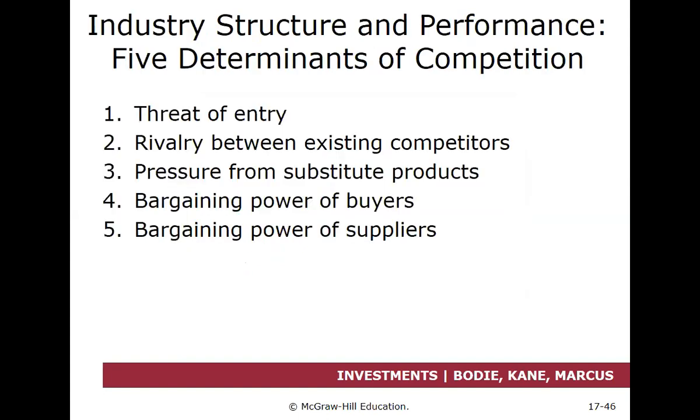Industry structure and performance: five determinants of competition are threat of entry, rivalry between existing competitors, pressure from substitute products, bargaining power of buyers, and bargaining power of suppliers. These are the five determinants of competition. So you must fulfill these requirements. Okay, thank you so much.